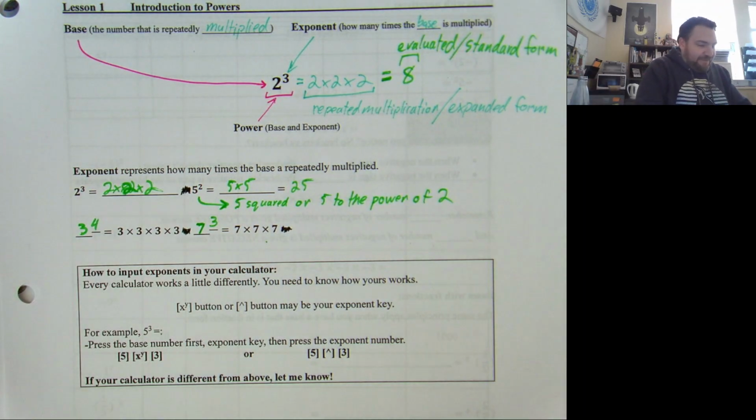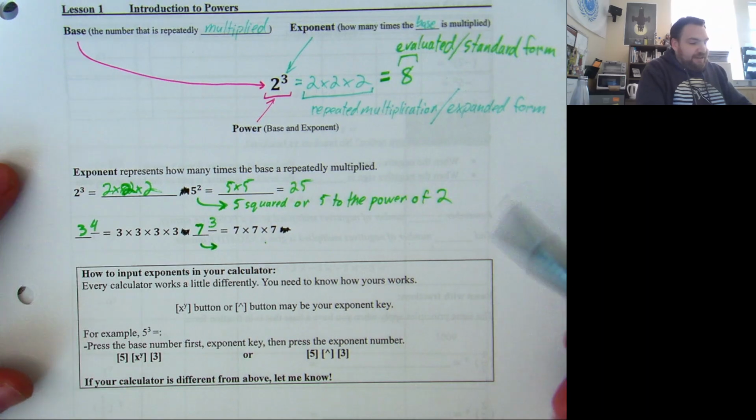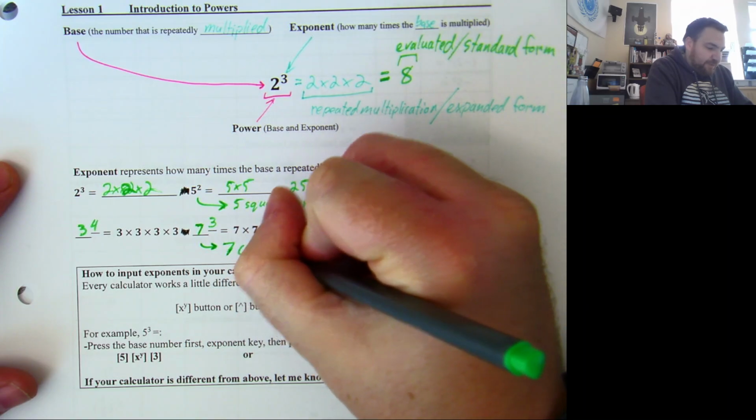Bye. Okay, 5 squared or 5 to the power of 2. As Jackson already said, putting something to the power of 3 is cubing something, for reasons we'll talk about in a bit. This is 7 cubed.